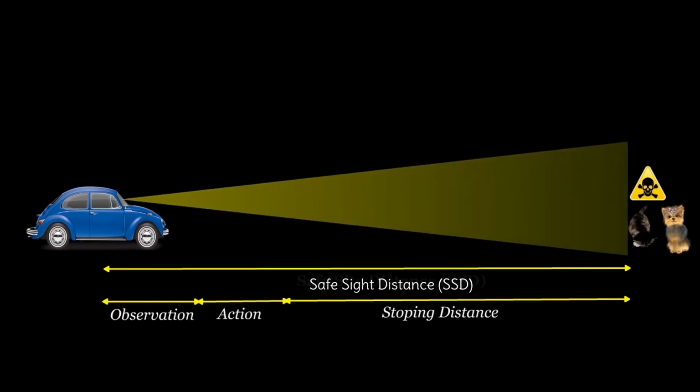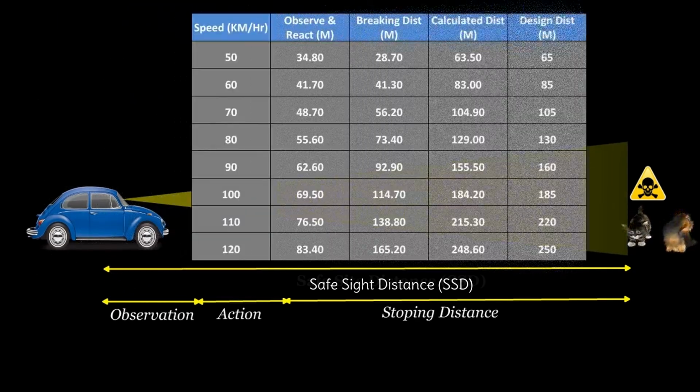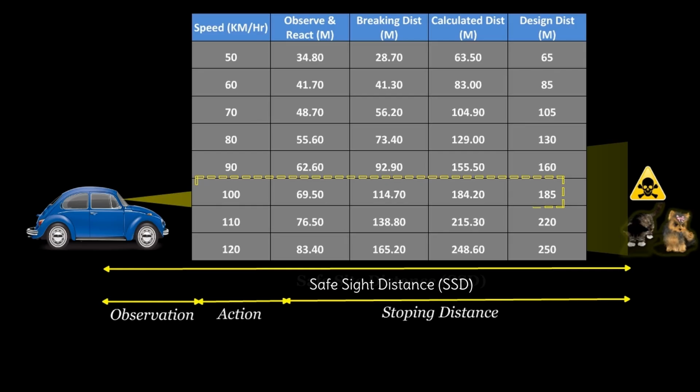For example, according to the American Association of State Highway and Transportation Officials, AASHTO, a vehicle traveling at 100 km per hour requires at least 185 meters to come to a complete stop safely.